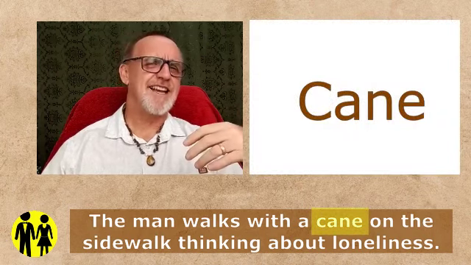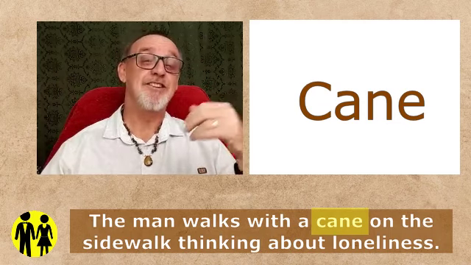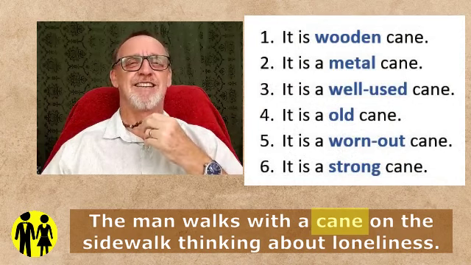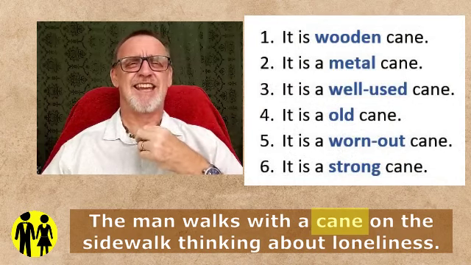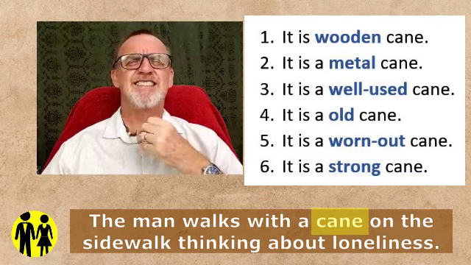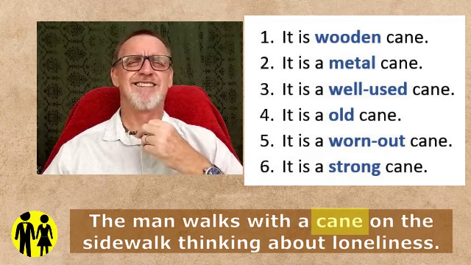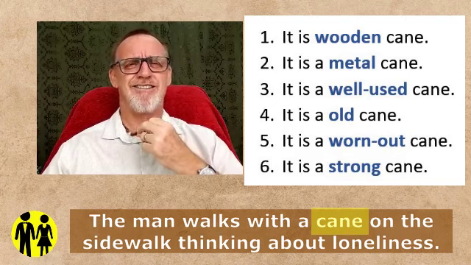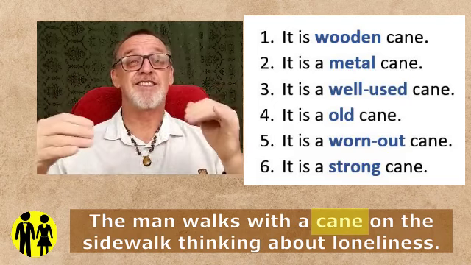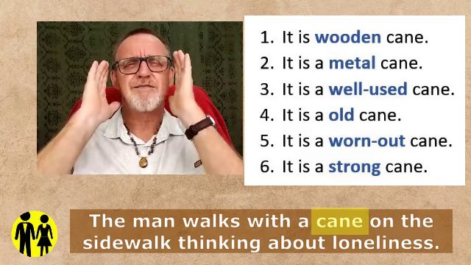Now let's go on to the second noun, cane. What kind of cane is he using? It's a wooden cane. It's a metal cane. It's a well-used cane. It's an old cane. It's a worn-out cane. It's a strong cane. Once again, there are so many ways to describe the cane. All we need to do is close our eyes and imagine.